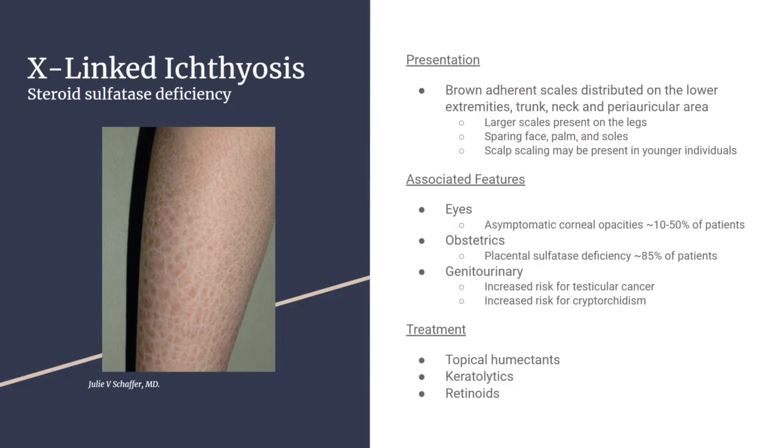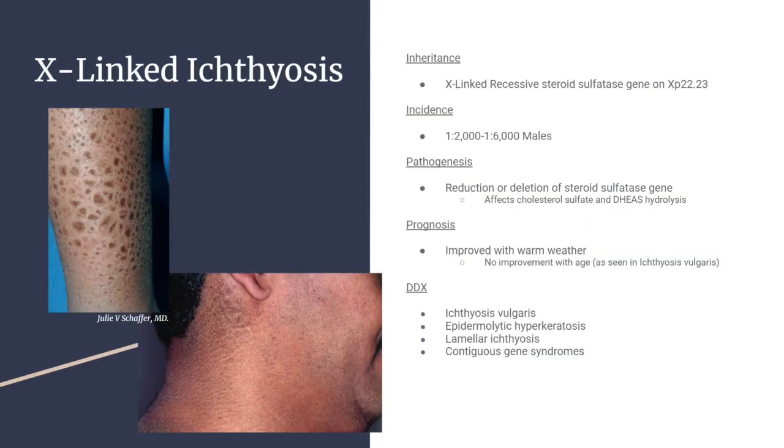Other concerns in the GU category for males: cryptorchidism and testicular cancer. And even if you get the cryptorchidism repaired, those men still have an increased chance of testicular cancer, even after cryptorchidism repair. That's a key takeaway here. Similar pathway of treatment here. You can add retinoids more to this one because the scale is thicker and probably more bothersome, so you can exfoliate it with retinoids as well.